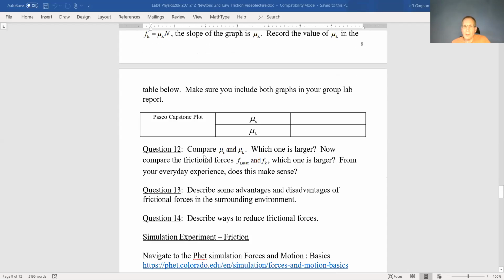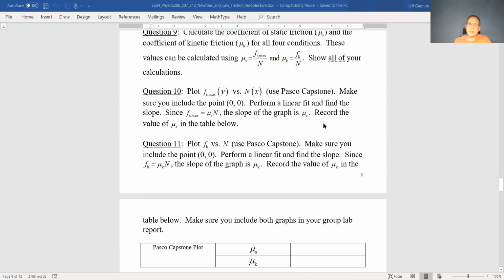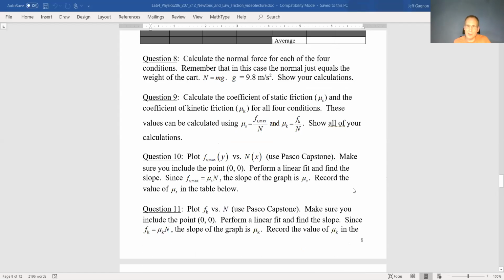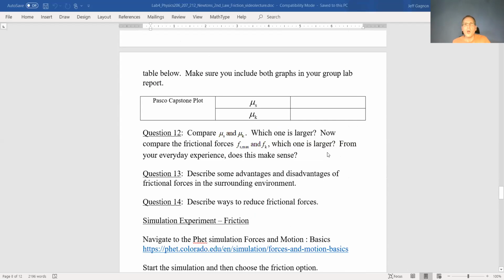Okay, question 12, compare these. You can compare these, and then it should be the same situation here. Compare these, right? They should be close to what these values are. Which one's larger? Well, we know which one should be, right? Make sure that's true. And then compare the frictional forces. Which one's larger? Well, you could use that example I gave. Like if you're moving a piece of furniture, is it harder to initiate motion or to keep it moving once you've started? So that tells you which one should be larger, right? So hopefully you will find that when you look at these values.